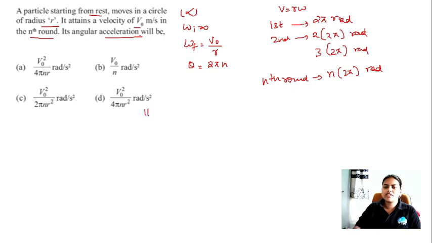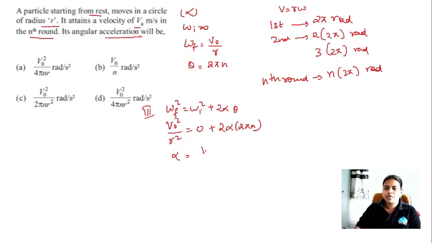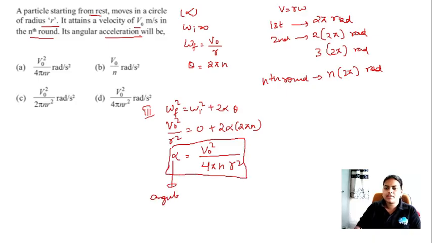So we can use the third equation to find the alpha. The third equation says omega final square is omega initial square plus 2 alpha theta. This would be v0 square upon r square equal to, initial is 0, so 0 plus 2 alpha into theta, which is 2 pi n. When you solve it, alpha would be equal to v0 square upon 4 pi n r square. This is your alpha, this is your angular acceleration. D is the correct option.